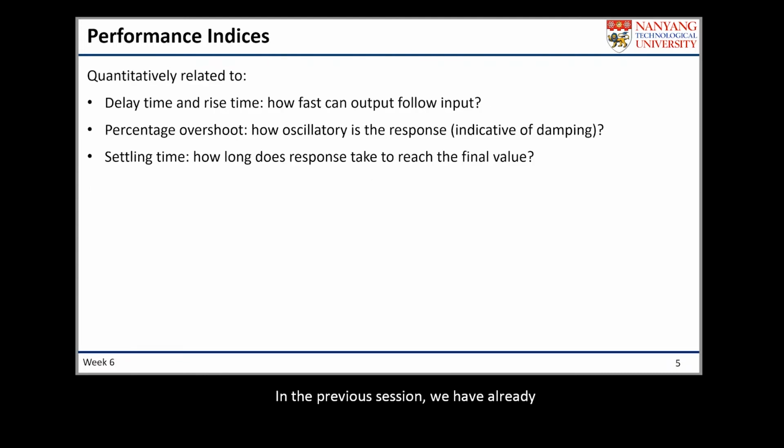Okay, in the previous session we have already discussed the different classes of second order system. Same as what we did in the first order system, we are going to discuss how to estimate the parameters of this second order system based on the response of the system. But before that, in order to be able to estimate the parameters of the system, we also need to be able to quantitatively measure the performance of the responses in terms of the speed and in terms of the accuracy.